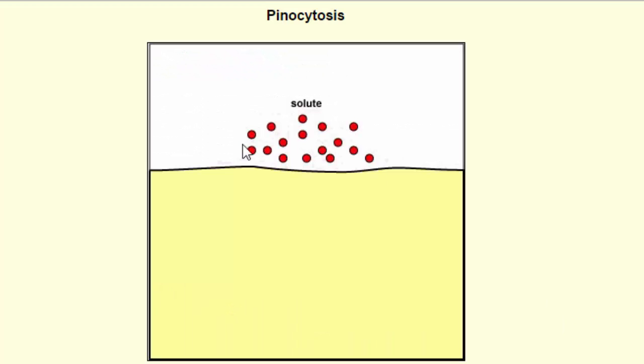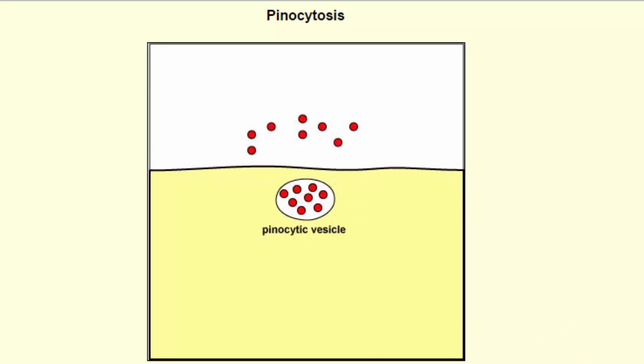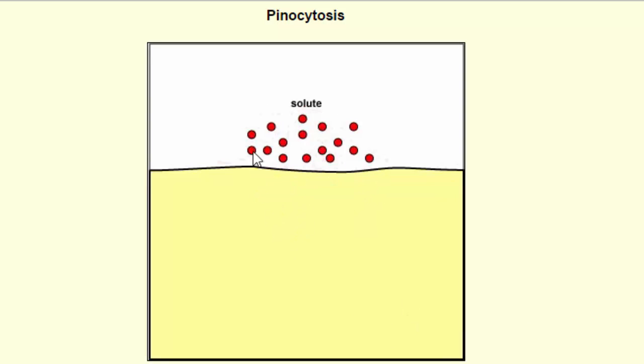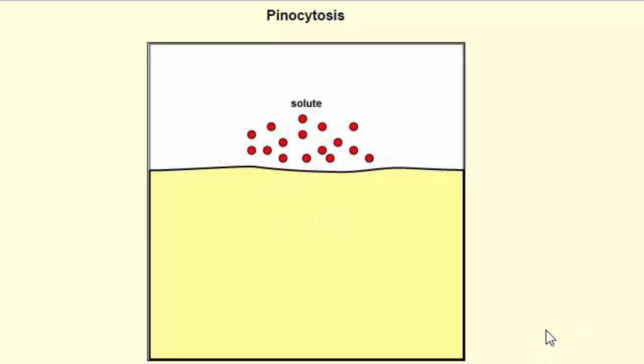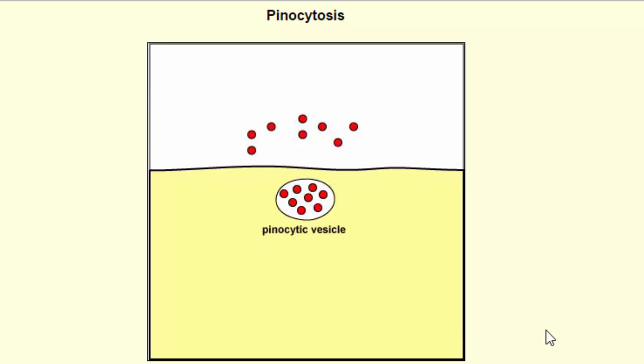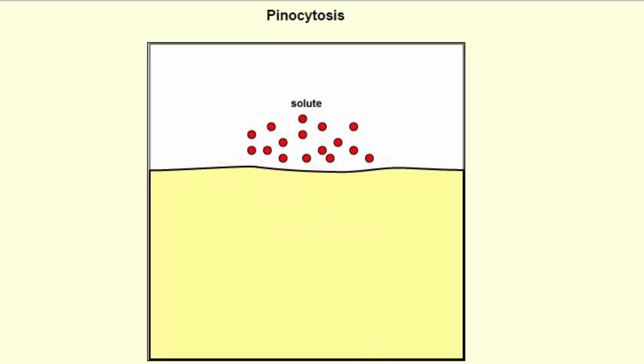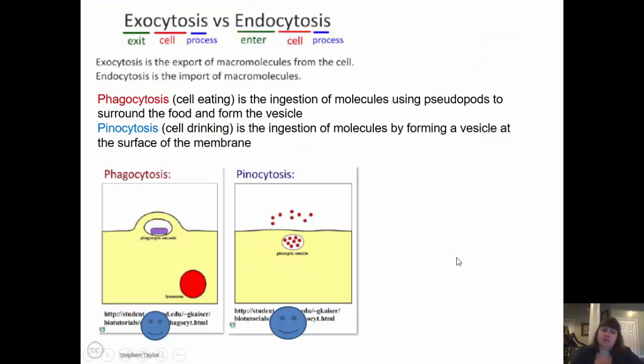Pinocytosis. So here's pinocytosis. We have a solute. And this one's a little different in that the pseudopods don't reach out. Instead, the cell membrane dips down and the molecules come with it. So slightly different. And in this case, the molecules are so small that they do not need to be broken down by a lysosome. They can just leave the vesicle. All right, we're going to do more exploration with exocytosis and endocytosis as well in class, some hands-on activities to really understand this a little bit more.